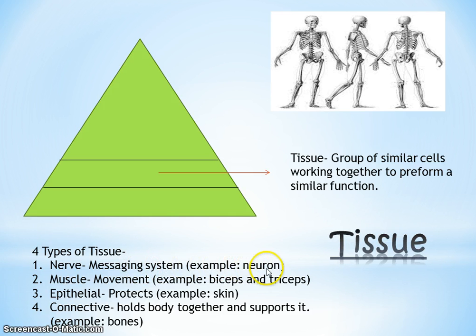And an example of this would be a neuron. And neurons are those things inside your brain that send messages in between one another to help you remember things, to help you get the messages to the rest of your body, all of those different types of deals.